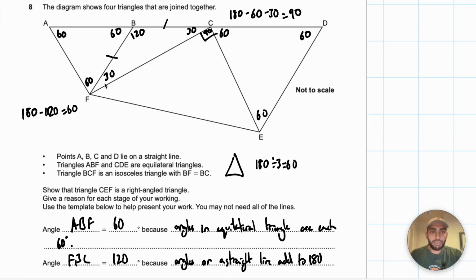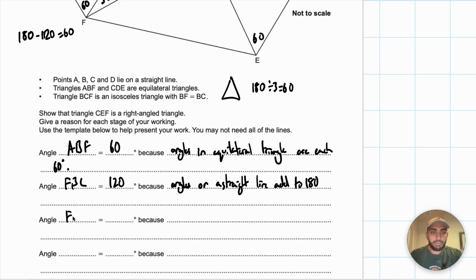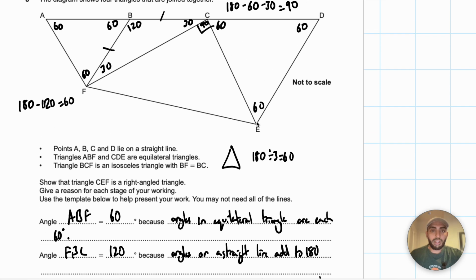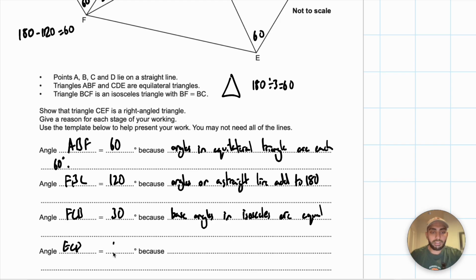Then I found these two angles. So base angles in an isosceles triangle are equal. Angle FCB is equal to 30 because base angles in the isosceles are equal. I also knew ECD is also 60 degrees. ECD is 60 degrees because the same reason here, angles in the equilateral triangle are each 60 degrees.